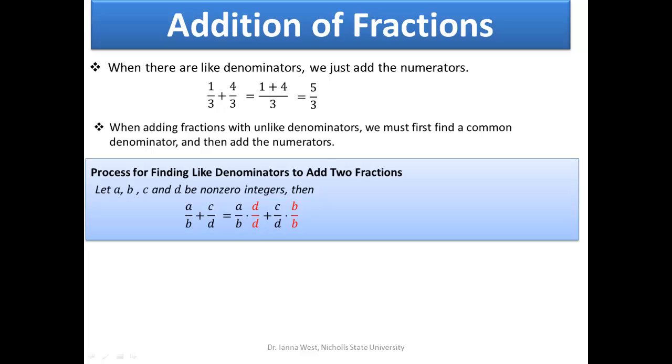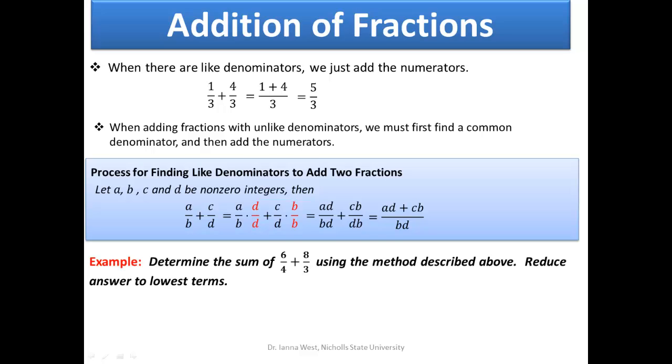When we multiply the numerators and multiply the denominators of these two products, we get AD over BD plus CB over DB. Now BD and DB are the same value. Multiplication is commutative. That means we can switch the numbers around and multiply in different orders, but you will still get the same value. Now that we have like denominators, we must add the numerators and carry over the common denominator. We will use this process in an example.